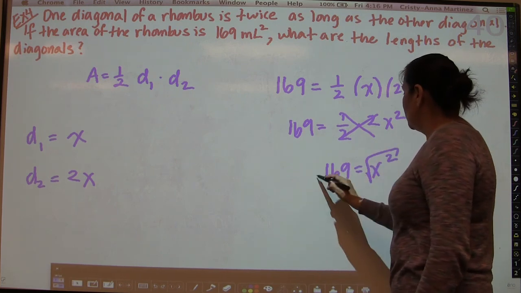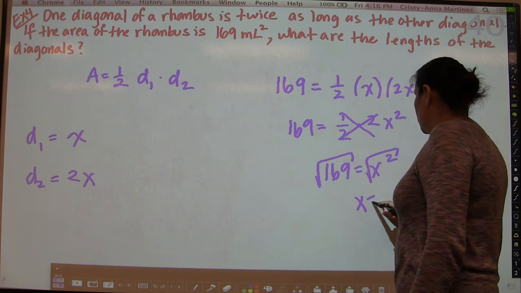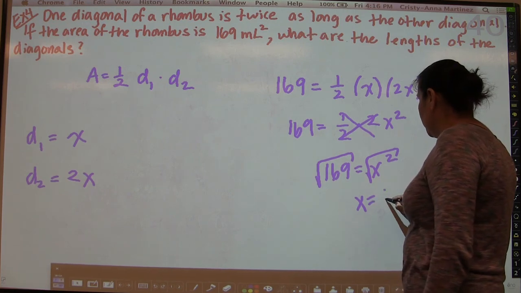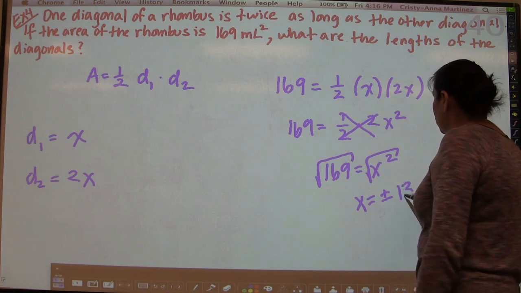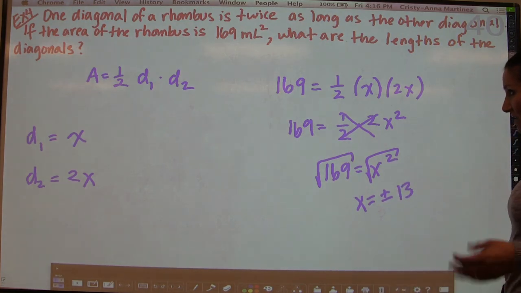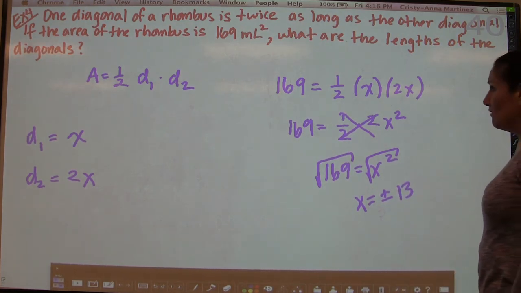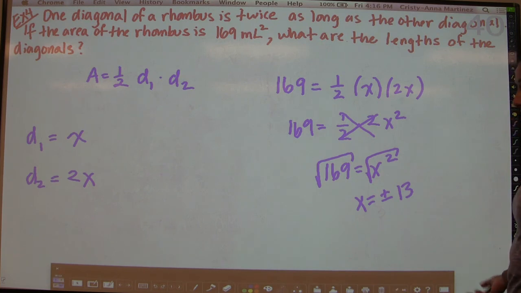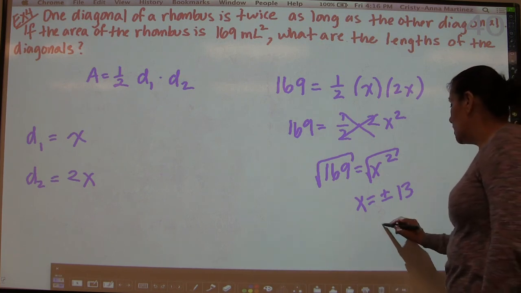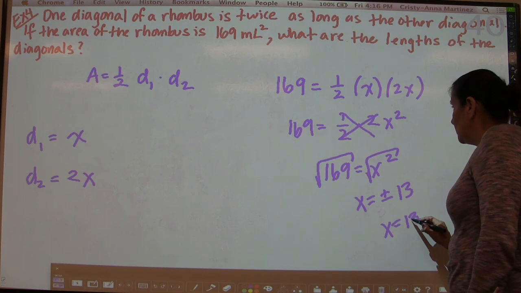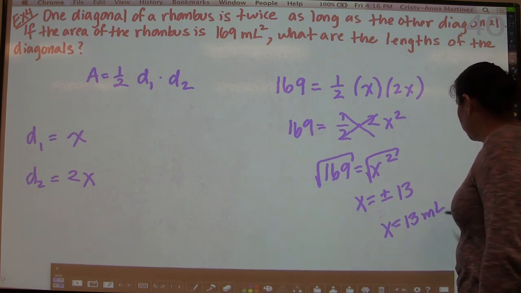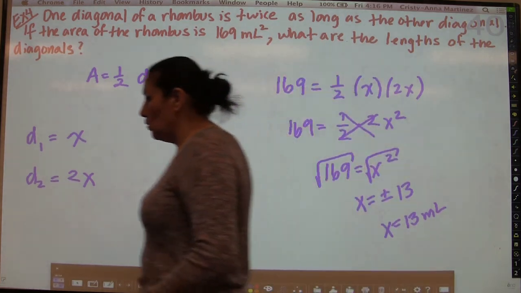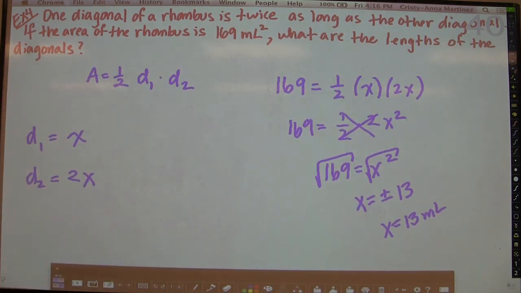Take the square root of both sides, and x equals plus or minus the square root of 169, which is 13. But again, because this is a real life application, we don't want to do negative 13, because that would mean that the diagonal was a negative 13 length, and that doesn't make any sense. So we're going to stay with the positive 13, and we were talking about milliliters. So we're going to leave it at that.